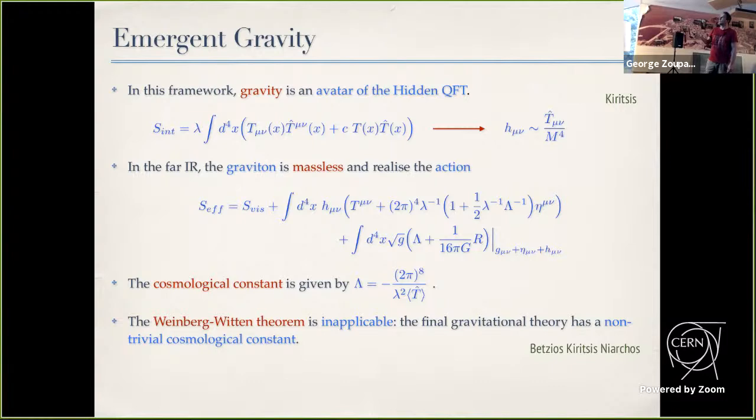So here you have a coupling of the stress tensor of the standard model with this emergent graviton. They have a term which is related to the dark energy, and they have a cosmological constant, which is given by this, which are actually parameters of the hidden theory, and we have also the scalar and so on. This example here bypasses the Weinberg-Witten theorem because it has a non-trivial cosmological constant. This is at a linearized level.